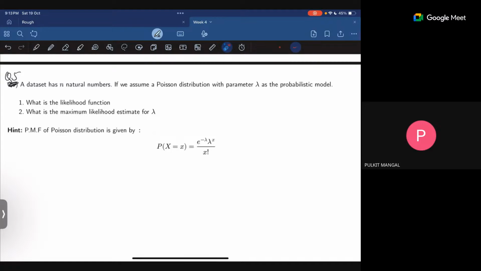I hope you have seen this type of question in stats too. So try finding it out. How will you find the MLE for this, and what would be the MLE for lambda? Does anybody remember what the MLE would be? Yes, it should be sigma xi by n, so the sample mean.